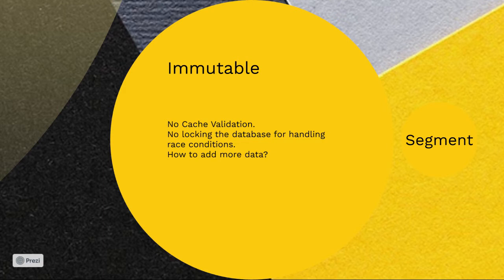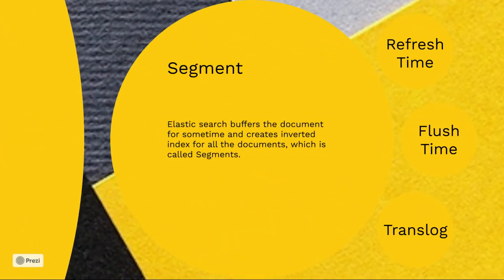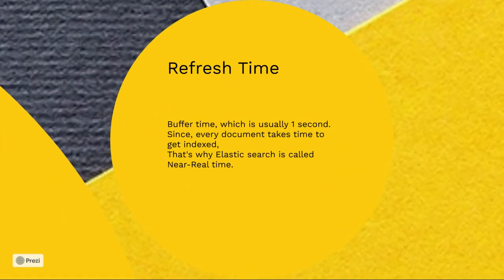But if the inverted index is immutable, how do we add more data? The answer is we create a new inverted index every time a document is being saved. But that would be very costly, right? So Elasticsearch buffers the documents for some time and then creates one inverted index for all those documents. This inverted index is called a segment and this some time is called refresh time. This refresh time is usually 1 second, since every document takes the minimum of refresh time to get indexed. That's why Elasticsearch is called near real-time analytics.